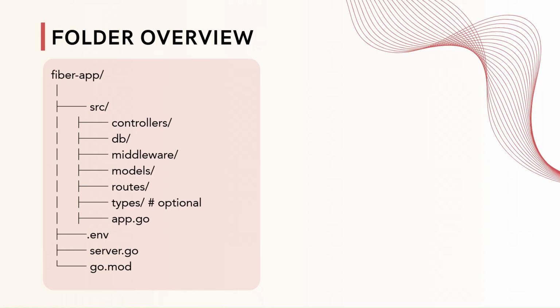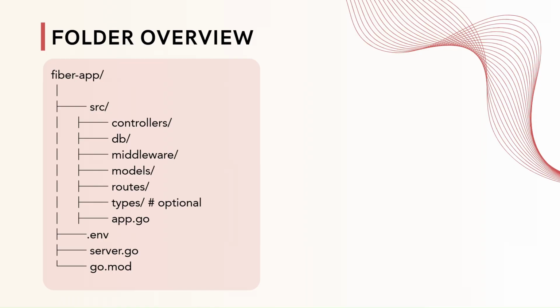Then we have server.go. This is the main entry point. It imports the app, starts the server, and begins listening for requests. Then we have the go.mod file. Finally, go.mod keeps track of your module's name and dependencies. It's like package.json for Go projects if you know JavaScript.